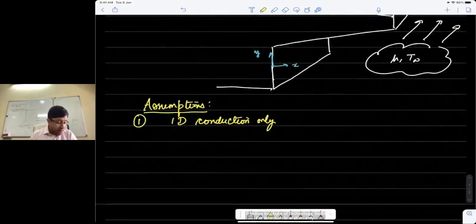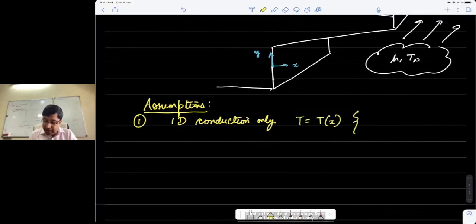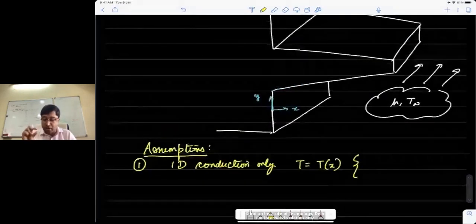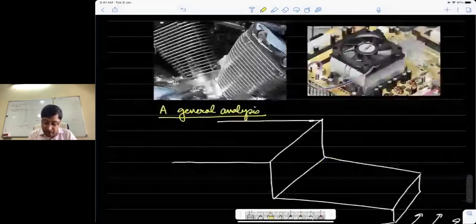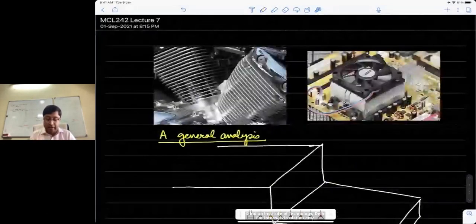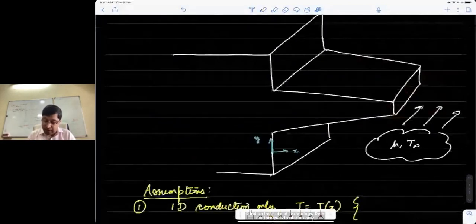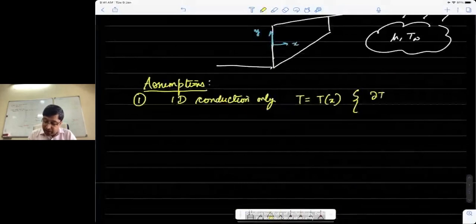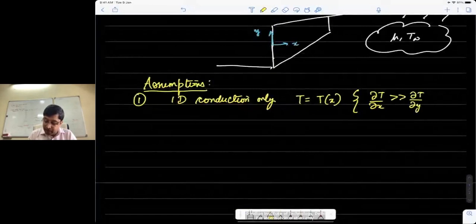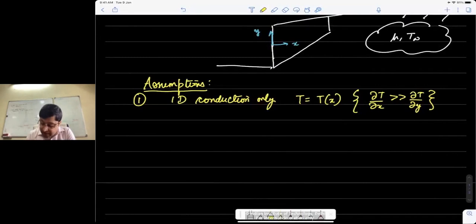The reason for that is that when I said 1D conduction only, I would say temperature is only a function of x, and I'm making that case because I know that these fins are very thin structures. If you look at these pictures again, these fins are very thin. So that is the y direction. The x is actually the length of the fin. So I would say that the gradient of temperature along x will actually be much more than the gradient of temperature along y, which would mean that the temperature across the y direction would be nearly constant, which I can assume. This is true if the fin is thin. I'm making this assumption because the fin is a thin solid.